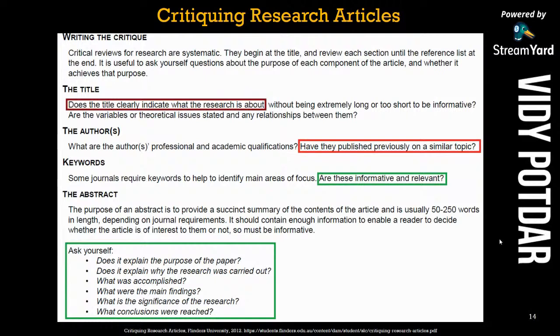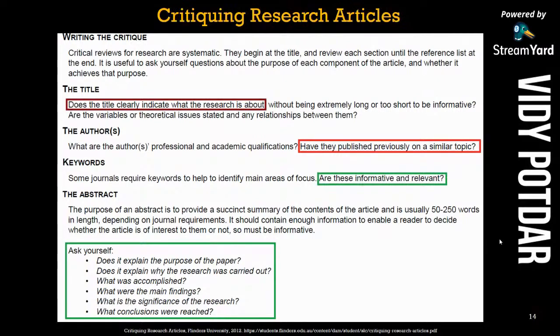Another way of looking at it is as a reviewer. If you are writing a paper and I am the reviewer of your paper, I will probably follow these same steps that are shown here. When I do a review of an article, I will follow these steps. So I will look at the title to see whether the title is clear or not. I'll see whether the authors have published in a similar area or not. So that is the whole process of doing a critical evaluation of a research article. So let's go step by step.